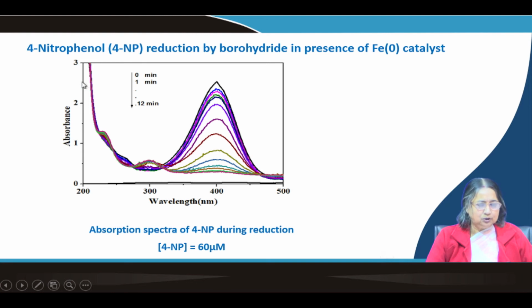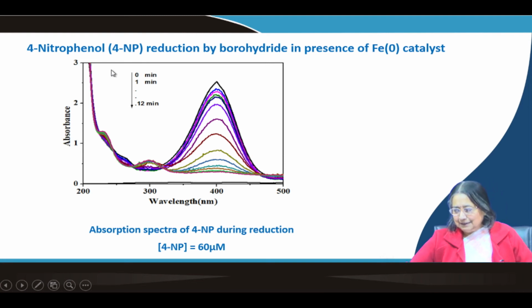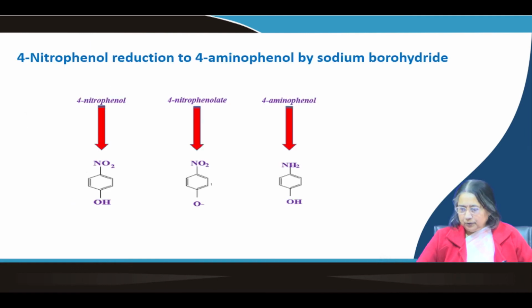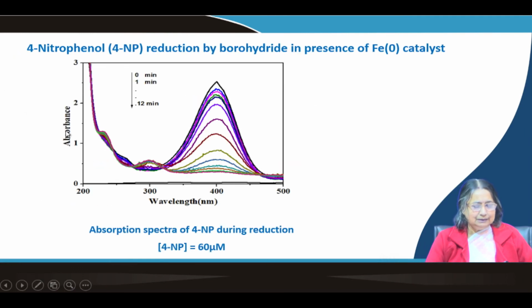What is absorbance? I already discussed. A is the absorbance, which is nothing but log I0 by IT. You are not putting it in, actually the instrument is doing it, and you plot absorbance against wavelength, because you are getting lots of different monochromatic lights having different wavelengths. So, the maximum absorption occurs at 400 nanometers. This is characteristic of the nitrophenolate.